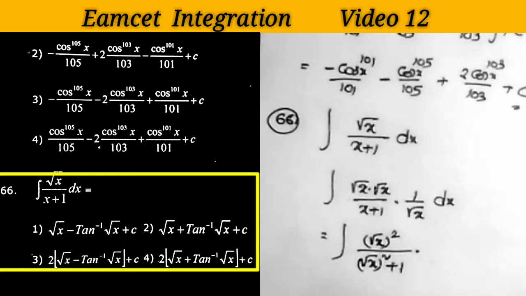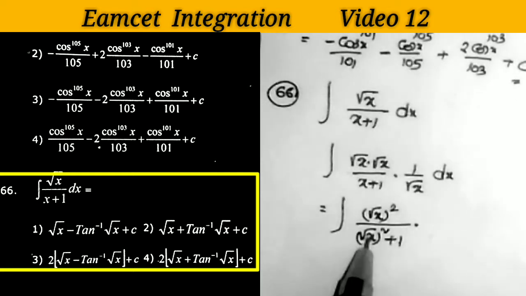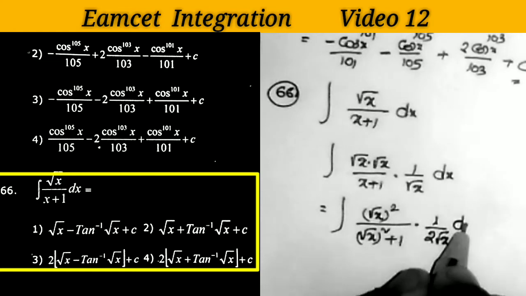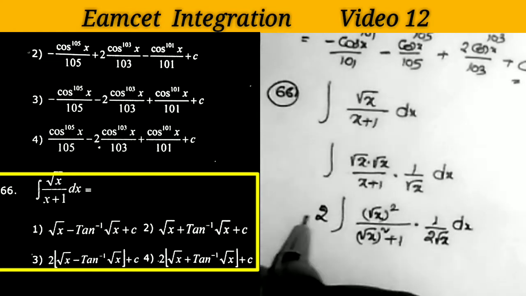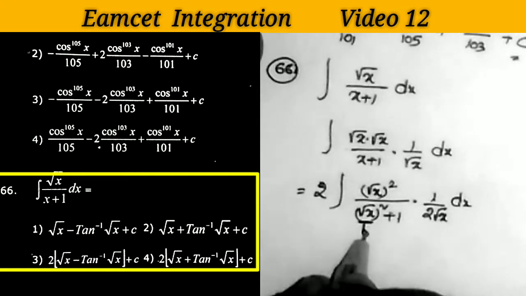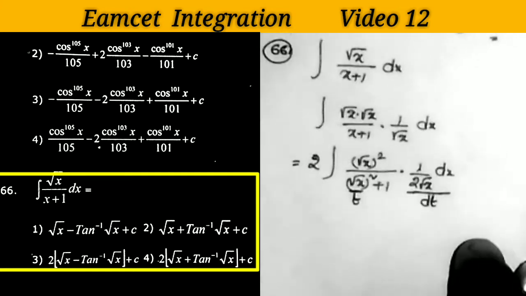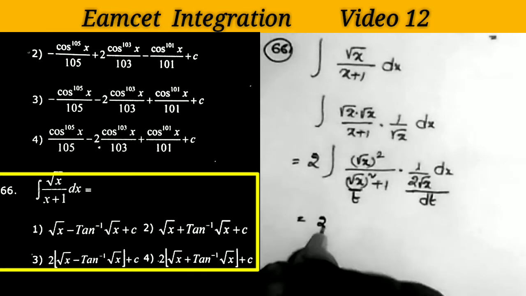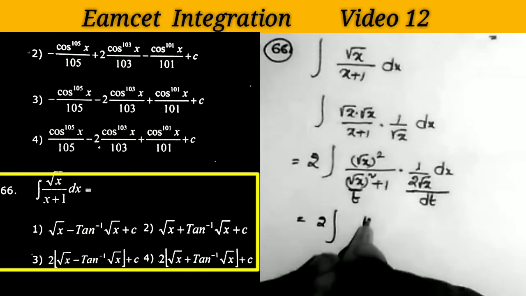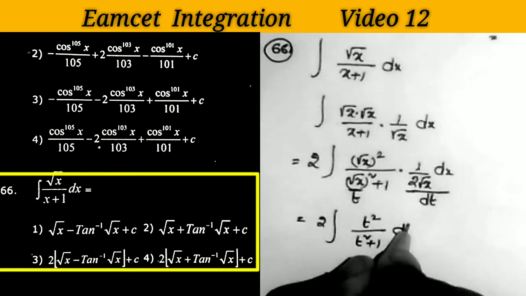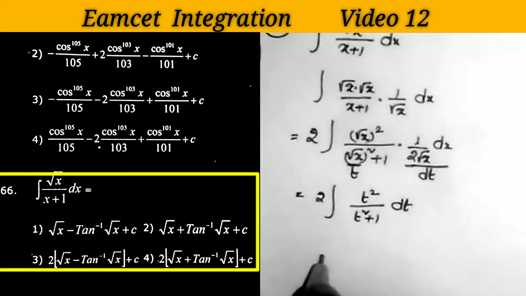Now see here, what is the root x derivative? 1 by 2 root x. That is, I am applying the value 2 and 2 to this question, 2 into 1 by 2. Now when we take root x is equal to t, then 1 by 2 root x into dx becomes dt. This total value becomes dt. Now the question is equal to 2 into integral t square by t square plus 1 into dt. I am taking root x is equal to t here.